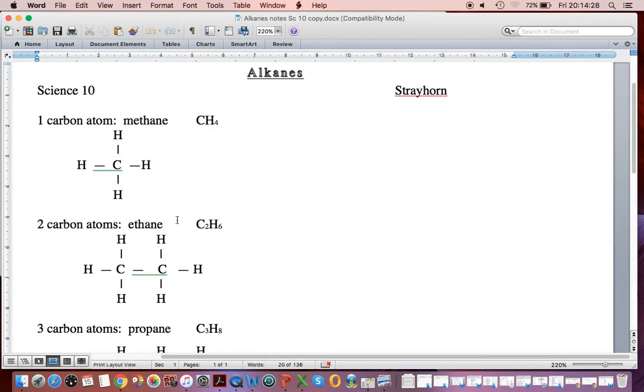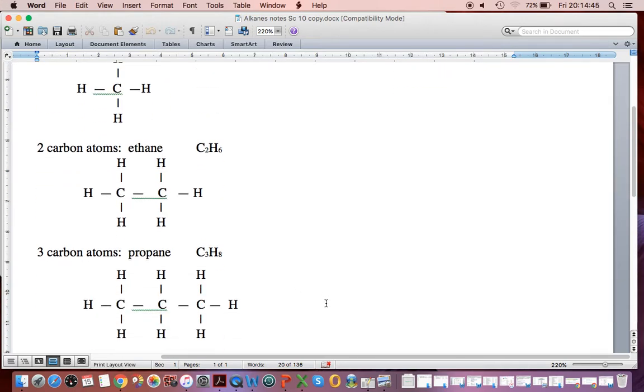We go to 2 carbon atoms, here's our 2 carbons in a row, and this is our structural diagram. When we count everything up, 2 carbons, 6 hydrogens, there's our molecular formula. So we've gone up by 1 carbon, and we've added 2 hydrogens. Next one, we're going to add 1 carbon and 2 hydrogens, and we arrive at propane.